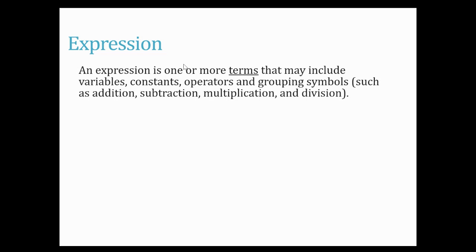An expression. An expression is one or more terms that may include variables, constants, operators, and grouping symbols, such as addition, subtraction, multiplication, or division. So that means there is no equal sign here. This is an example, 3x squared plus 5x minus 6. So we have 3 different terms. They're grouped together by different grouping symbols, such as addition and subtraction, and there is no equal sign.